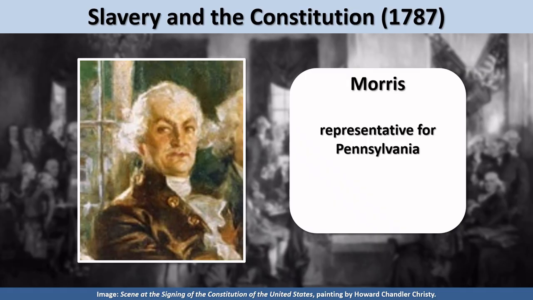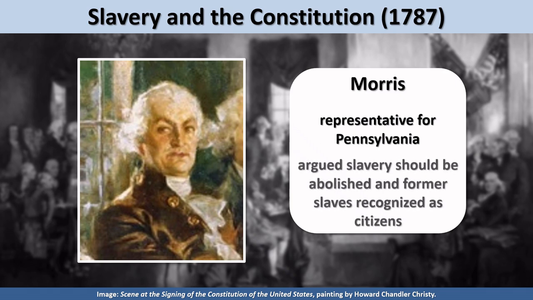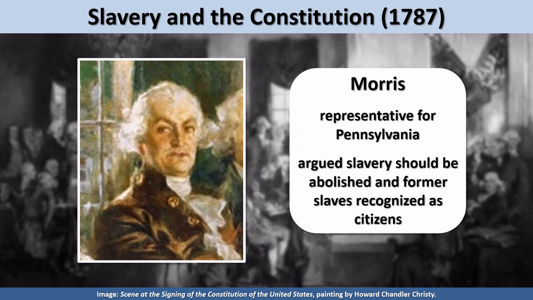When the issue arose at the Constitutional Convention of whether enslaved people should be included when taking state population counts, Morris argued that anyone who counted toward the state population was, by definition, a person. "Are slaves men?" he asked, rhetorically. "Then make them citizens and let them vote."